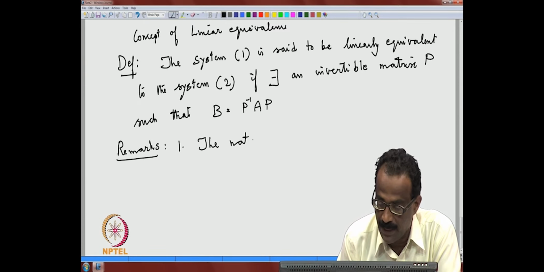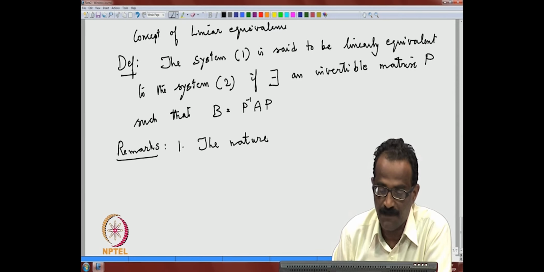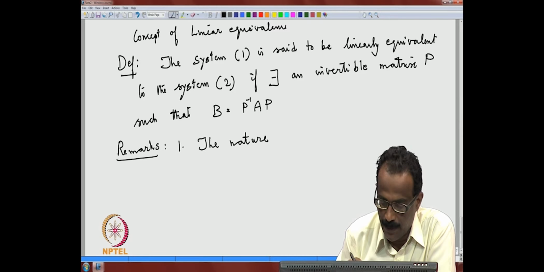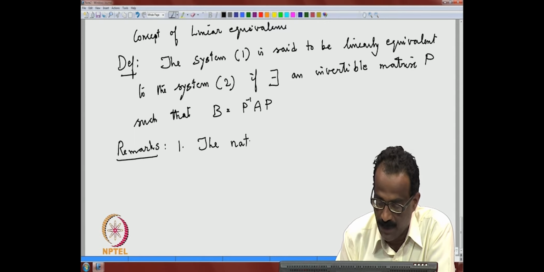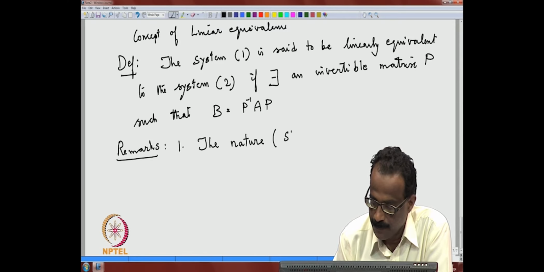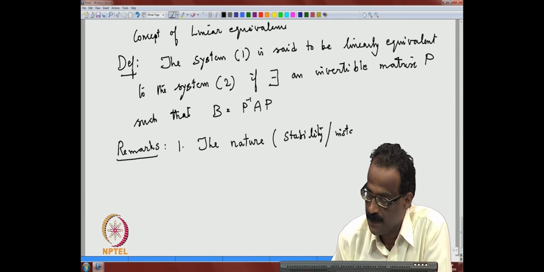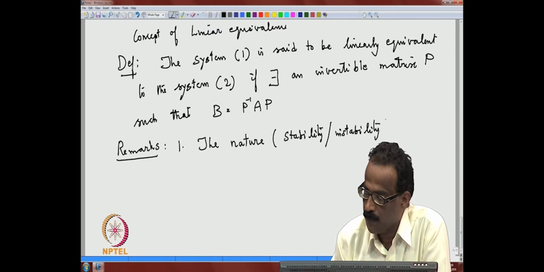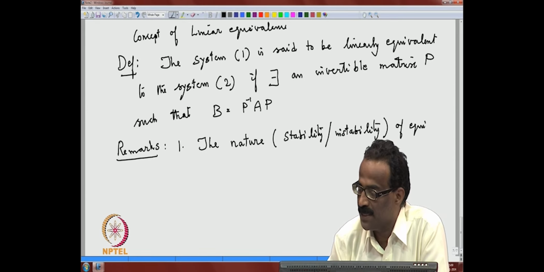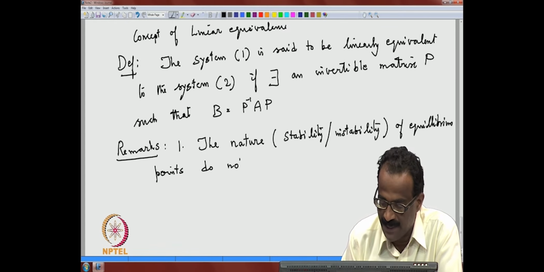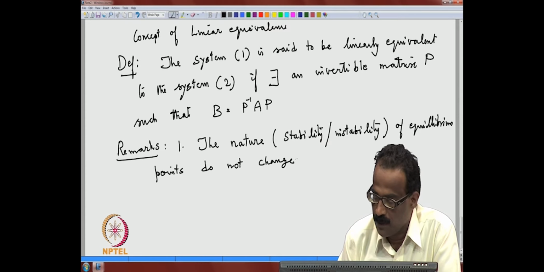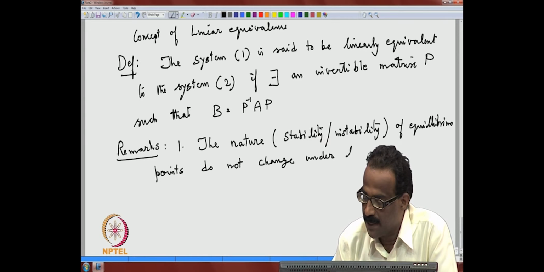So, the first important property, right now you may not know it as we have not defined any concept of stability, but the important point which we are going to see is that the nature, for example stability or instability, of equilibrium points, we will tell what equilibrium points are, does not change under linear equivalence.